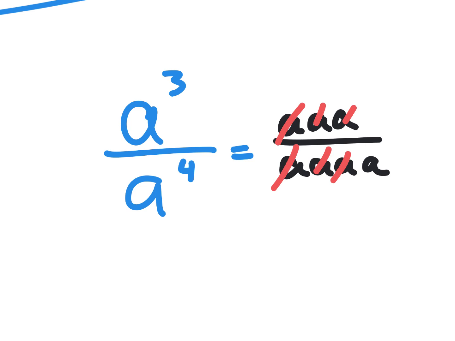1 over a. You can't just act like this top doesn't exist. It's 1 over a. 1 over a and a aren't the same thing. 1 over a.